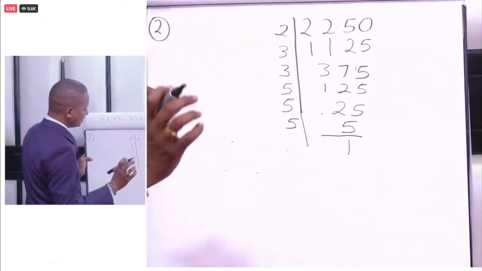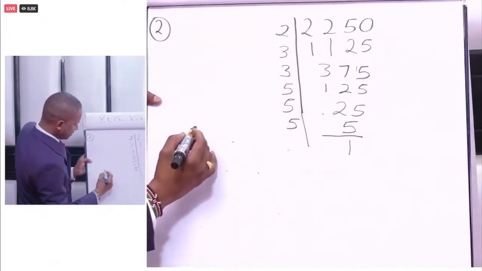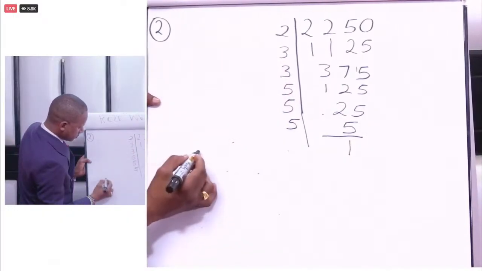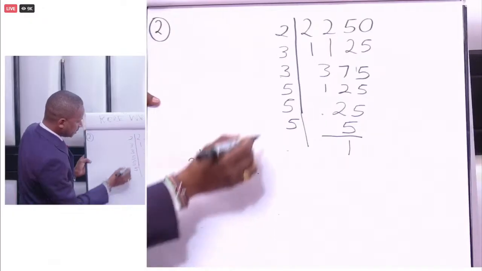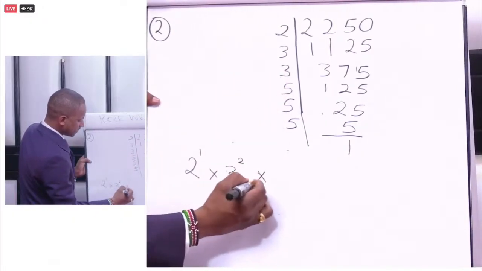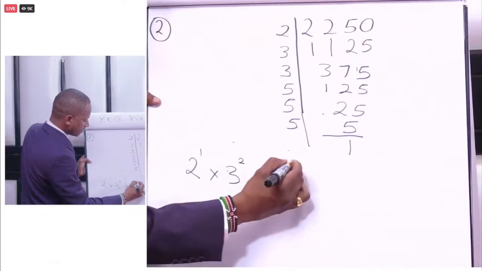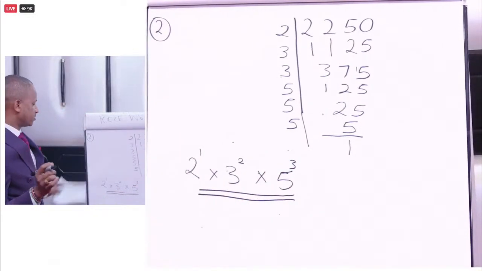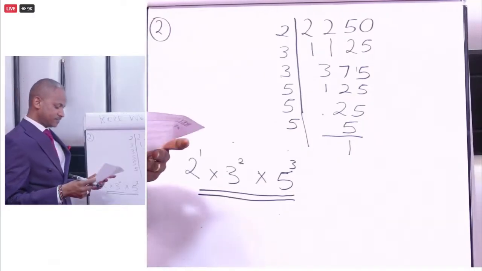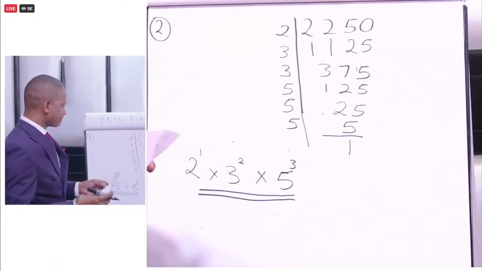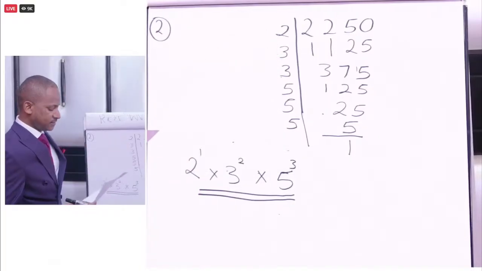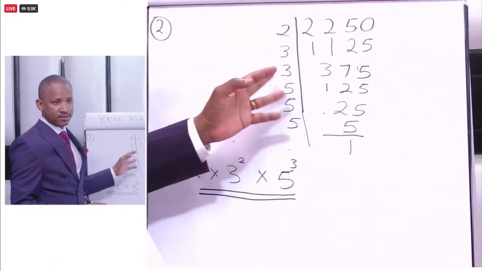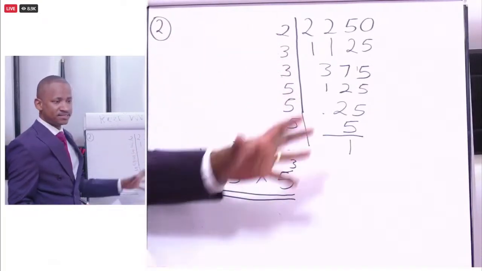So the prime factors of 2250 are 2 raised to power 1 times 3 raised to power 2 times 5 raised to power 3. These are the prime factors. You've solved the first part of this question. Then the next part says, now what are these prime factors? A prime factor is a number that is divisible by itself and 1.